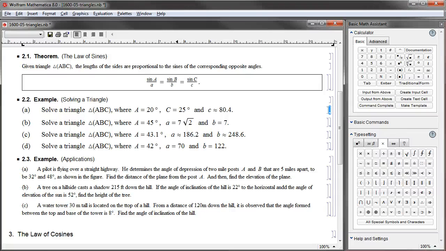Now, the next three types of problems are pretty much all the same, as a matter of fact, in terms of the setting. Small a and small b, two sides are known, and one end angle is given. Only the numbers differ, but the setting is identical.